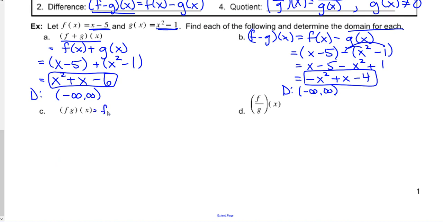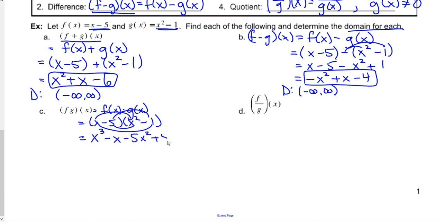That, by definition, tells me that I need to do f of x times g of x. So now I'm going to multiply the two functions together, and I get x minus 5 times x squared minus 1, and hopefully you recognize this as FOIL. F-O-I-L is what we need to do here when we multiply two binomials together. So if I do x times x squared, I get x cubed. Then the outside term is a minus x. The inside term is a minus 5x squared. And the last term becomes a plus 5.